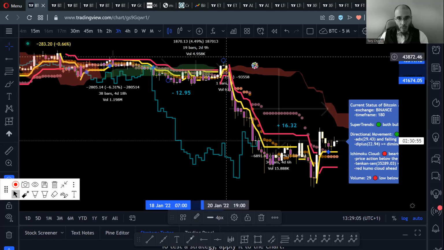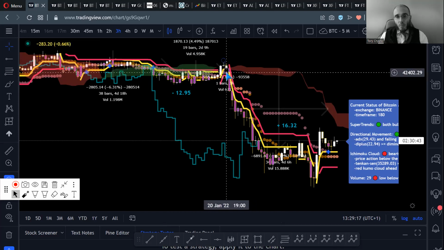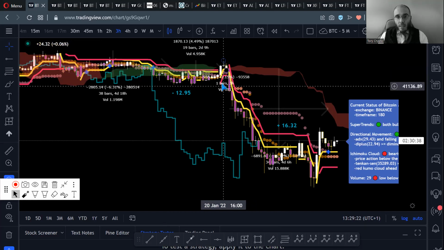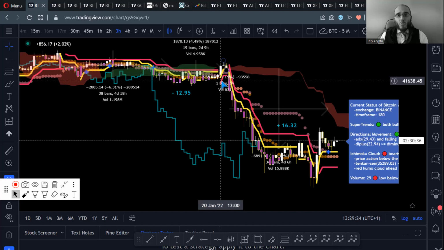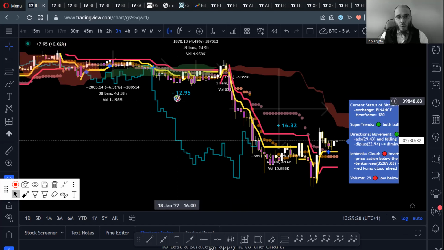And since now you are above the cloud and you have a close above the cloud, you go long. But again, it's a losing trade since you drop below the cloud and the candle closes below the cloud. This time it's a losing trade of 2.15%.